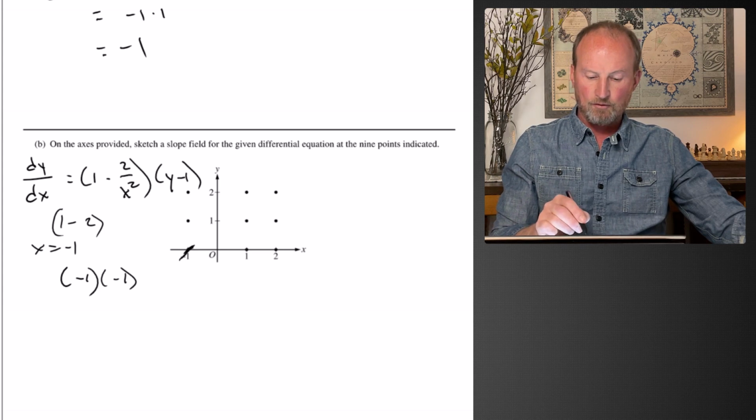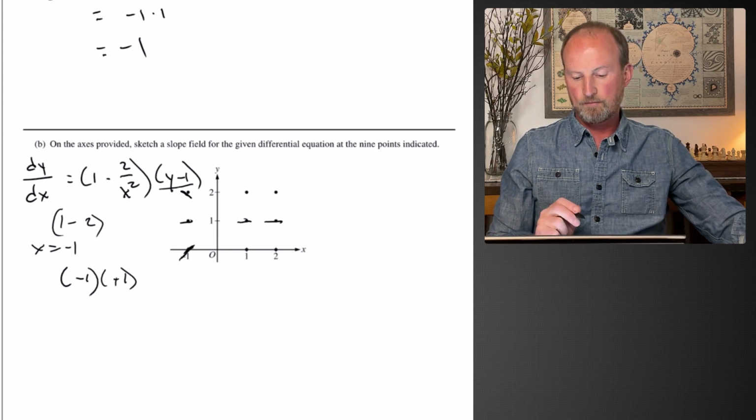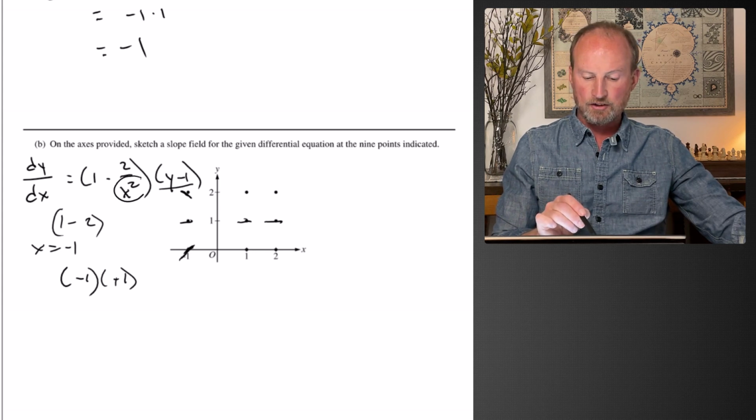Okay, when x is -1 and y is 1, well, let's get that taken care of. When y is 1, every one of these will be horizontal. That one's easy. Okay, when y is 2, now this becomes a +1, not negative, and my slope is just -1. Okay, on the +1 side, this doesn't change, so this number is still -1.